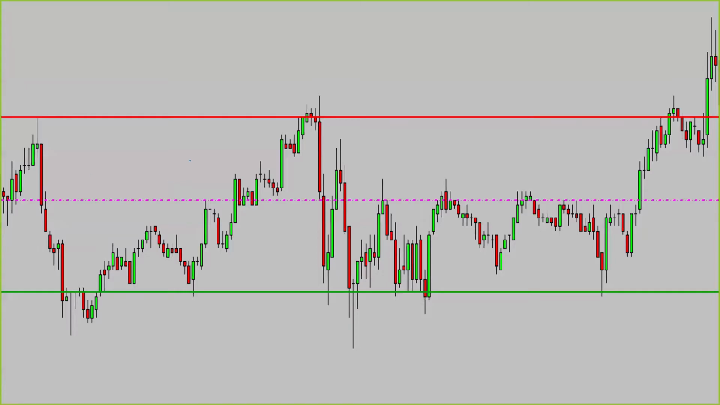Now, we know there's buyers interested below this green line, right? We know there's buyers down here. Look at them all. They're buying. But what really is creating this support? Is it that the buyers are buying? Is that what creates support? Buyers buying?